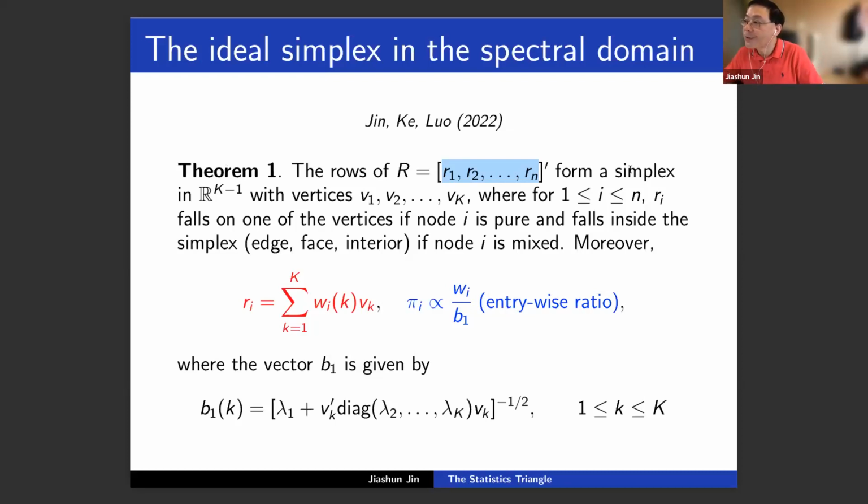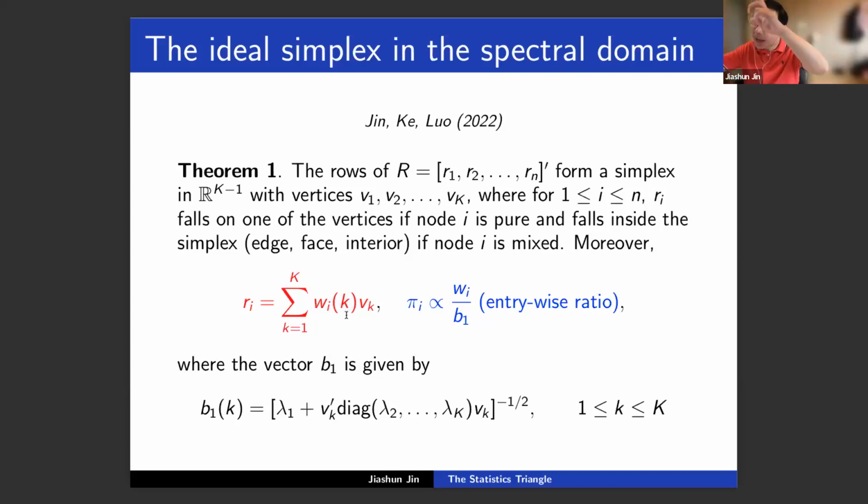It turns out there is a simplex, which we call the ideal simplex, with vertices v1, v2, and v3 if capital K equals 3. So R_i falls on one of the vertices if node i is pure, and falls inside the simplex if the node is mixed. Moreover, you can always write this R_i as a convex linear combination of the K vertices. If K is 3, that gives you a three-dimensional weight vector W_i.